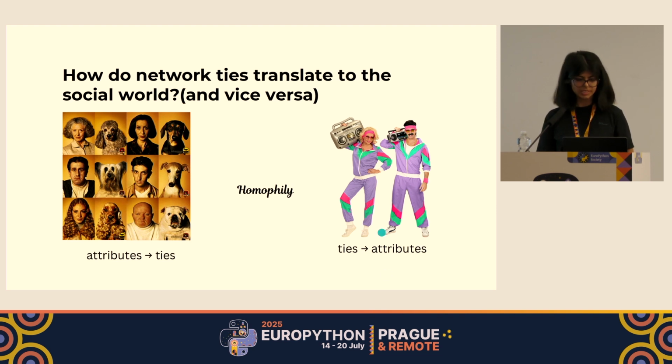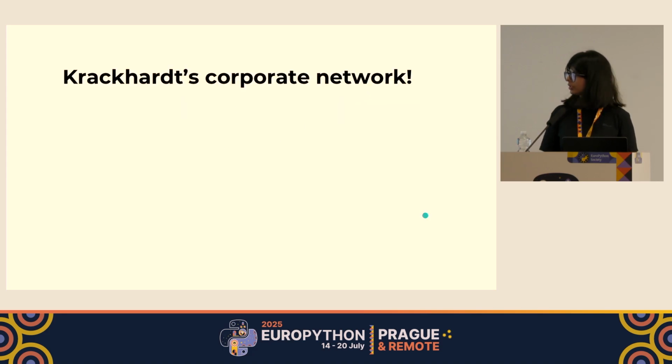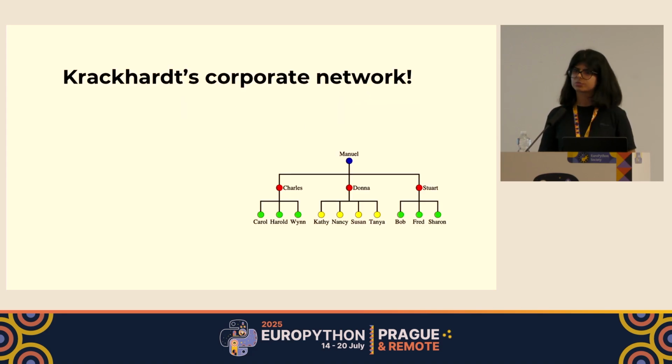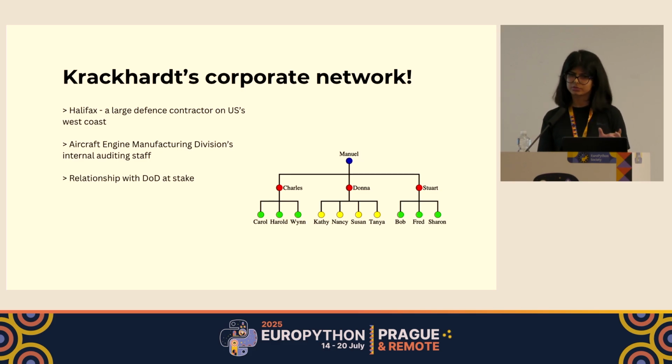And now that we're talking about people and influencing, here is one other example of a corporate network. The names are not real, they are just there to have something to talk about and also hide the real names. So assume there was this company called Halifax, a large defense contractor on the US's West Coast. They have multiple divisions. We are concerned about the aircraft engine manufacturing division, specifically their internal auditing staff.